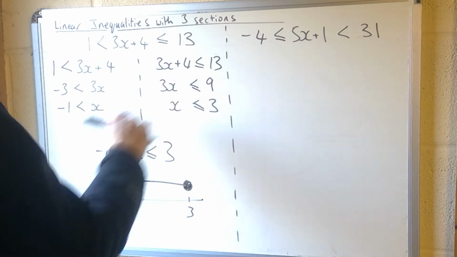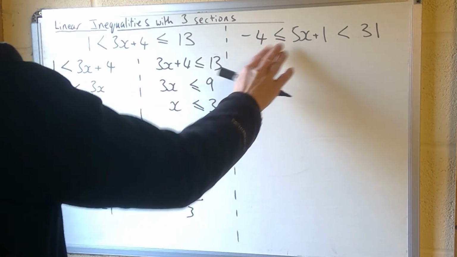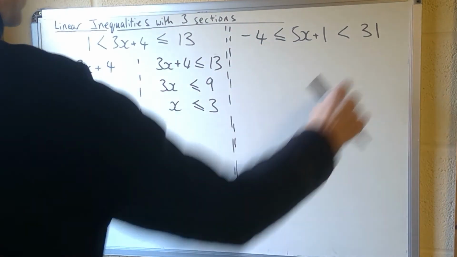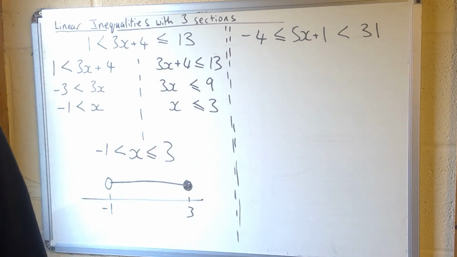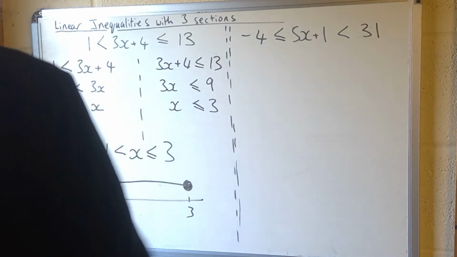So we can do it in two separate inequalities. But actually, we can do it all at once. And usually we'd actually do that. It's quicker to do it all at once. Usually with equations, we talk about doing the same to both sides. Here we do the same to all three parts.